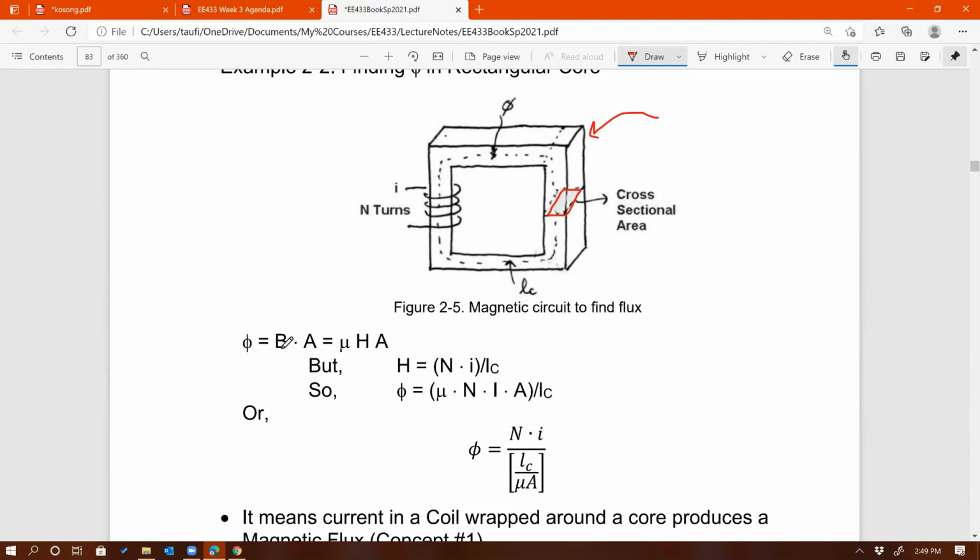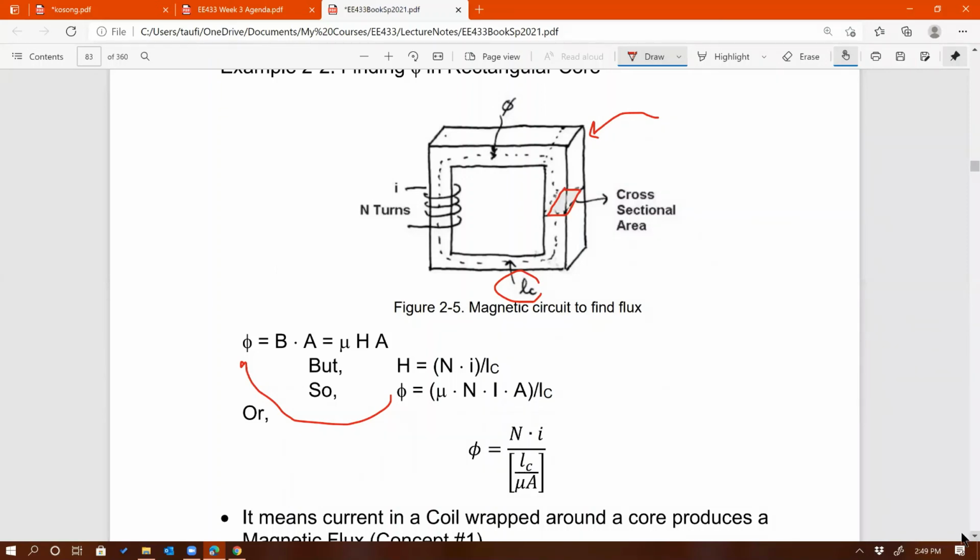And then from here, B is equal to mu times H, times A. And then H from there is equal to Ni over L. That's our MMF right here. And then LC is the magnetic path length, the effective length of the core. That's LC right there. And so if you go back to the first equation, flux is equal to B times A, which is mu HA. So that's going to be mu times H, which is Ni over L, times A right there.